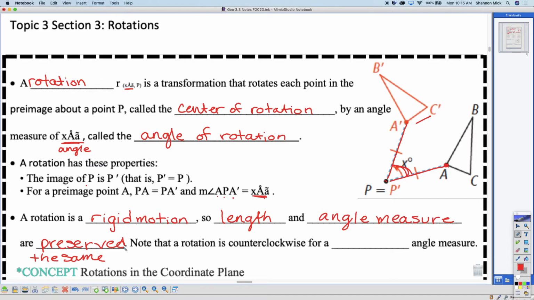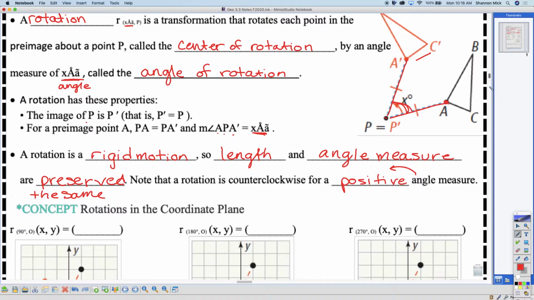Note that a rotation is counterclockwise for a positive angle. So counterclockwise is that way, backwards, to the left. Okay? Positive is the opposite way the clock goes. Right. I know, clockwise, but sometimes common sense isn't common.